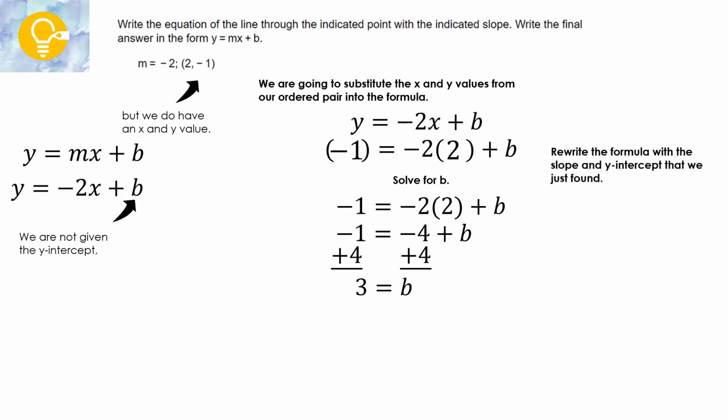Rewrite the formula with the slope and y-intercept that we just found. y equals negative 2x plus 3. Awesome!